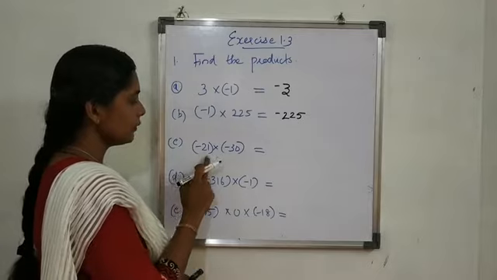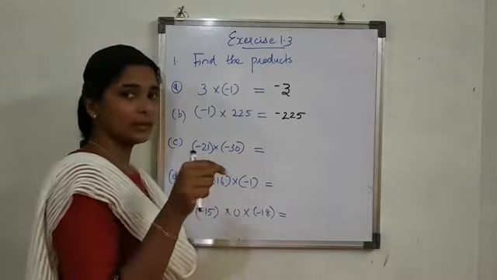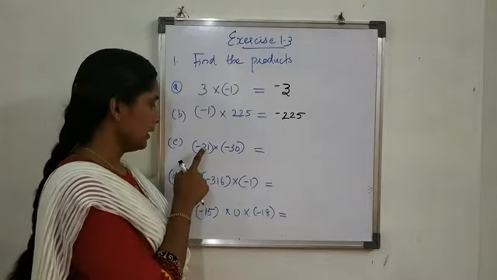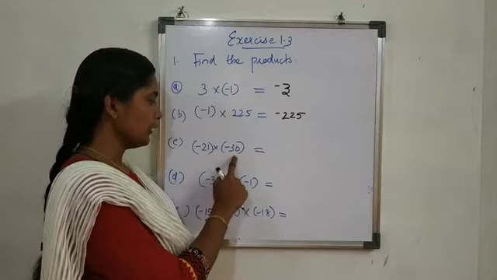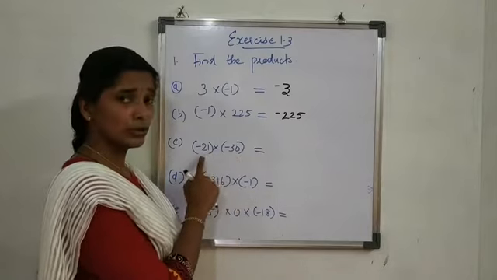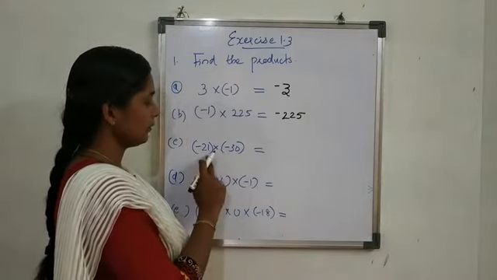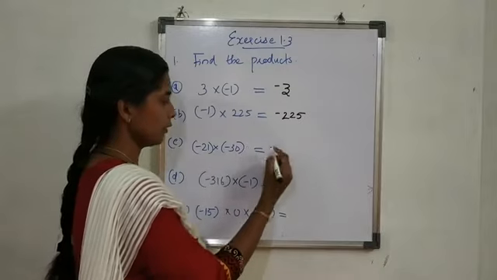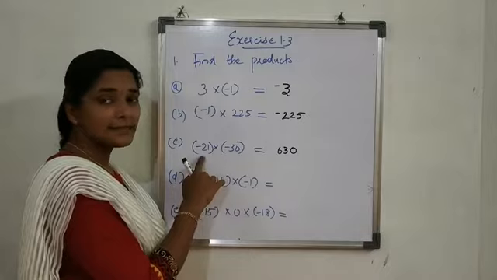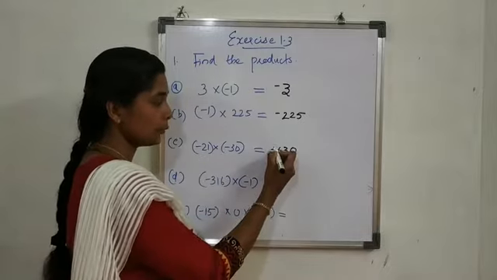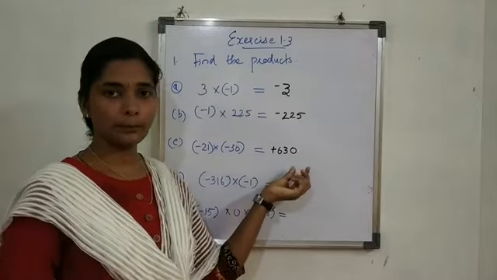Then, minus 21 into minus 30. Here two negative integers are there. 2 means even number. Therefore, first you multiply 21 into 30. 21 into 30 is what? 63, then one more 0 will come, so 630. The number of negative integers is even, therefore the answer is positive. Multiplying two negative integers, the answer is positive.